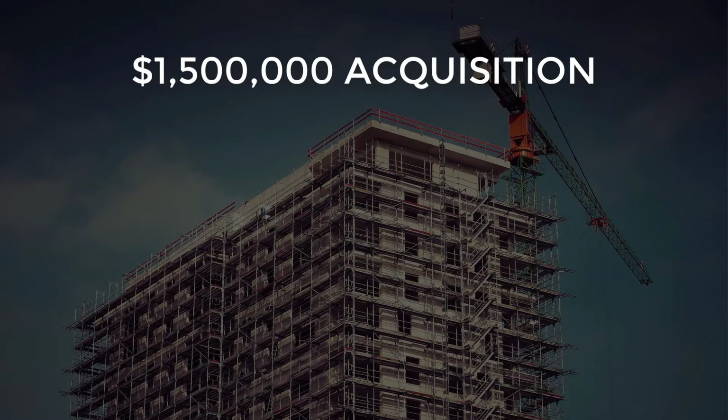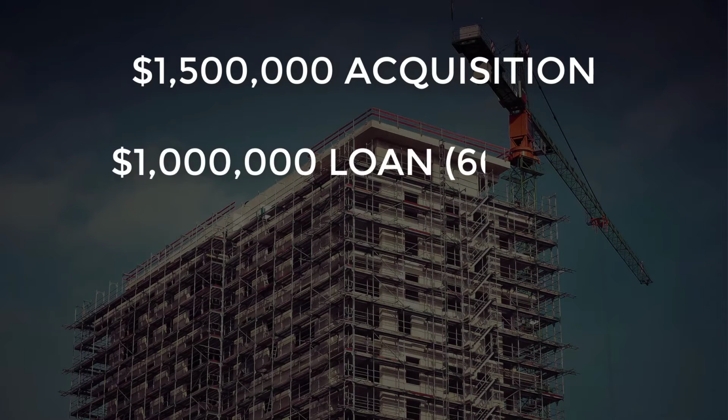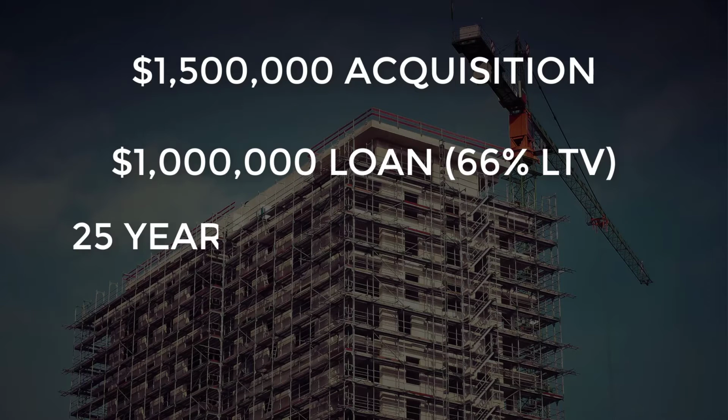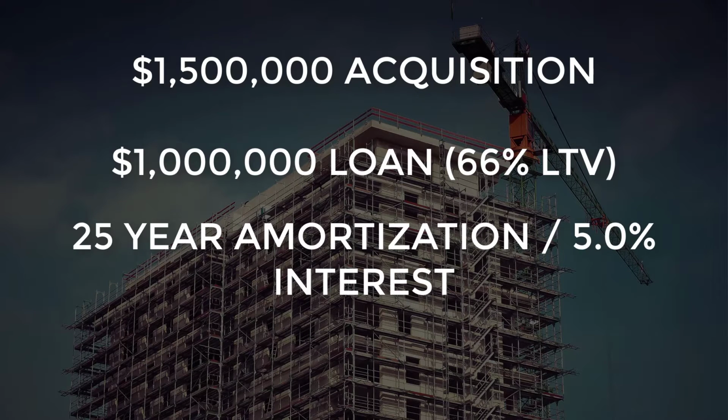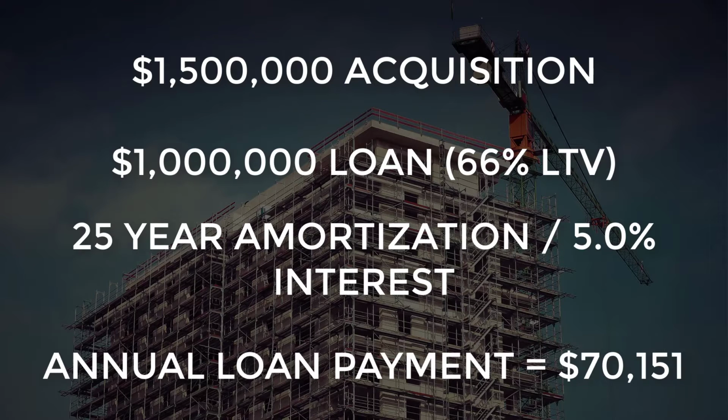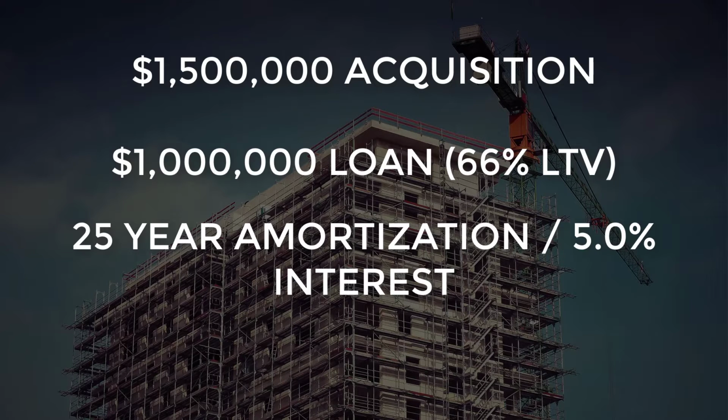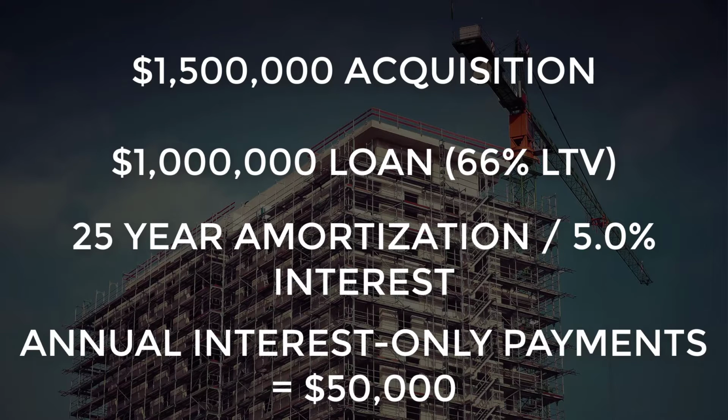Now, as a borrower, this can make a huge difference in your overall cash flow, especially if you're adding value to the property. So take, for example, a $1.5 million property acquisition. And let's say on that $1.5 million property acquisition, you put a $1 million loan on that deal for a 66% loan to value. Now let's also say that that loan is a 25-year amortizing loan and it's a 5% interest rate. And with that, your annual loan payment would be $70,151. However, if that first year was just interest-only payments, your overall debt service to that lender for the first year would drop over $20,000 down to $50,000 for the entire year.